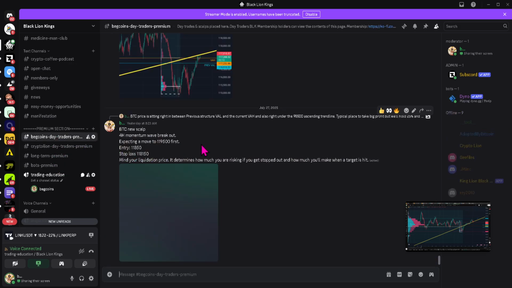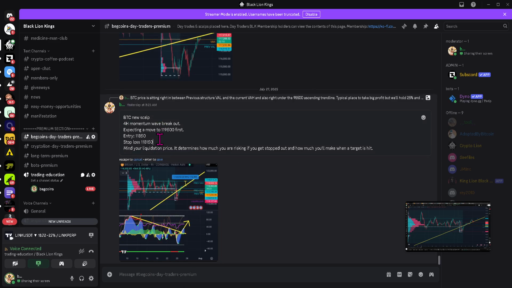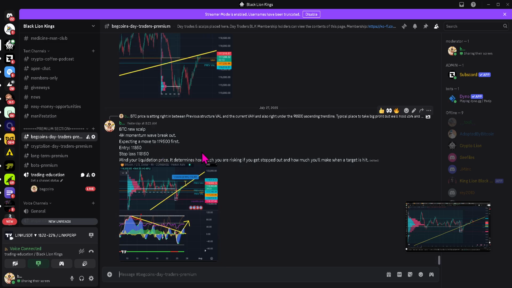scalp target from the premium group. We got in at 118,500, and our first target was 119,500. We hit 119,800, as you can see there, for a nice gain.